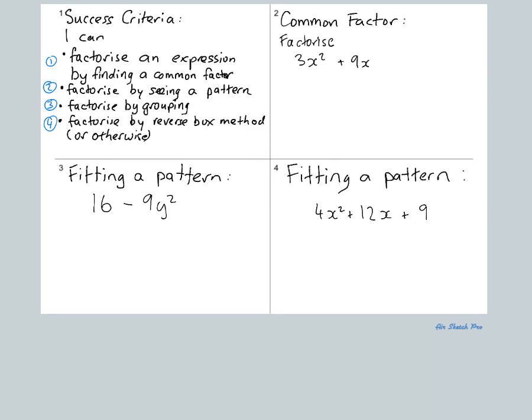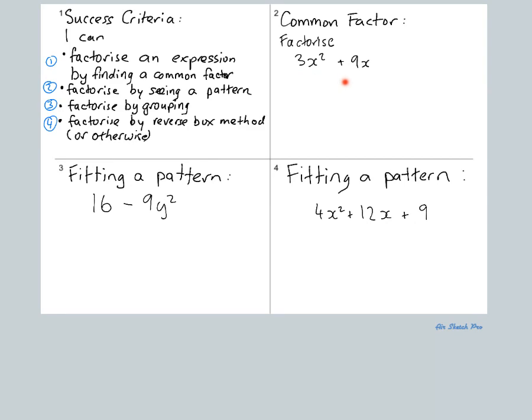So I'm going to go through this with an example, but I just want to give you a feel for what we're doing here. We're sort of doing reverse distributive law. So this is what we do in practice. When we have a whole bunch of terms, the first thing we do is look at the number part. In this case, the coefficients are 3 and 9. We then ask ourselves, what's the biggest number that will go into 3 that will also go into 9?